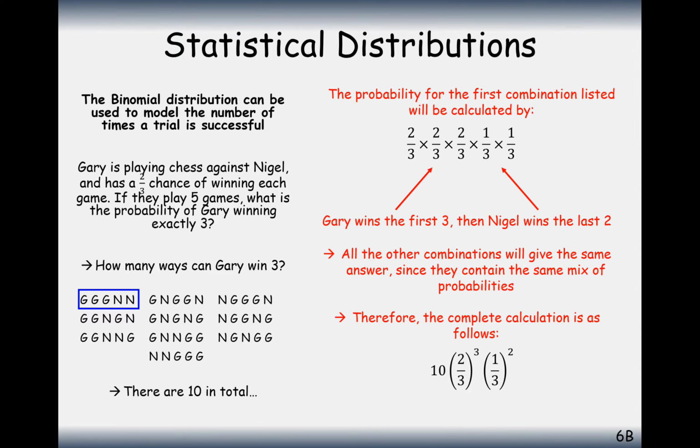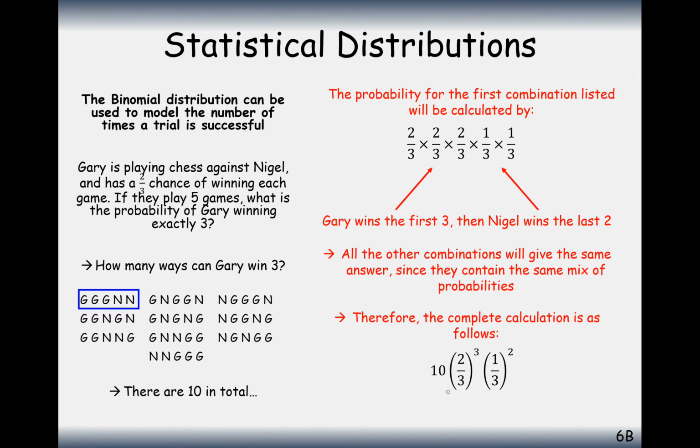So effectively what we've got here is 10 branches down a tree diagram, and on that route we've got Gary winning 3 times, so that's 2/3 to the power of 3, and then 1/3 for Nigel winning to the power of 2. Why are we doing powers here? Well, remember that we times along the branches of that tree diagram as we go along, so therefore we've got to times 2/3 by itself 3 times and 1/3 by itself twice. So that's why we're doing powers here.